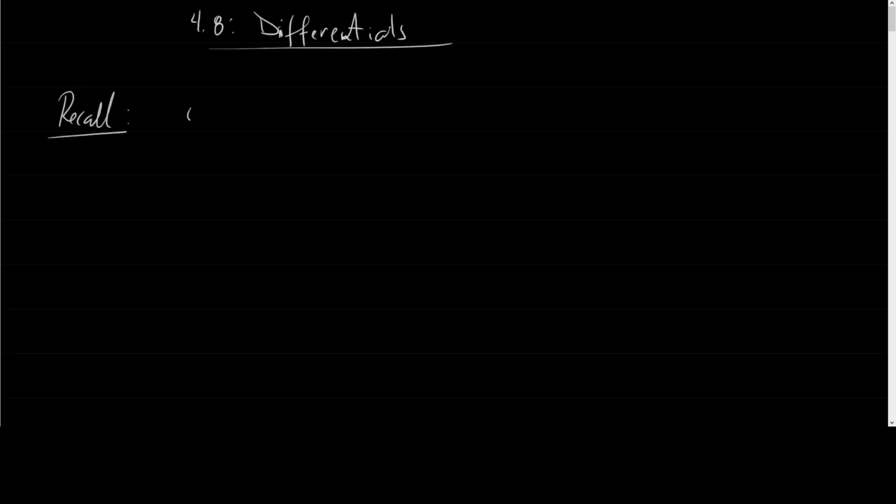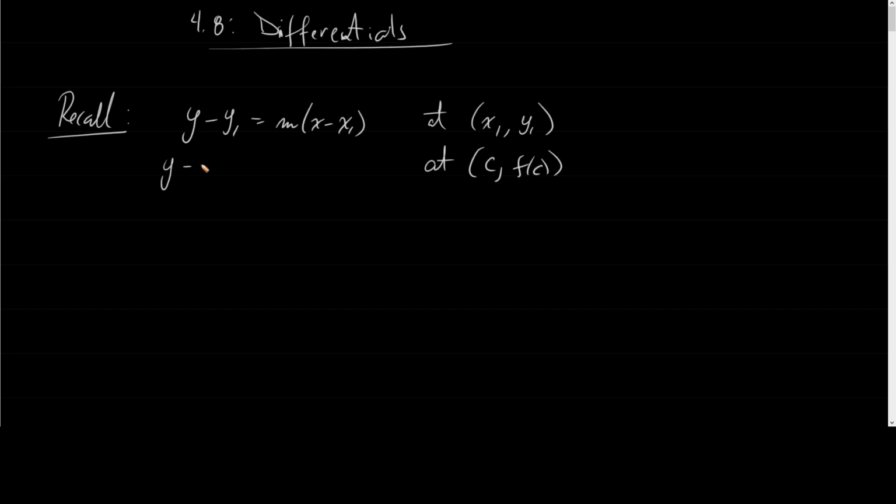So recall that the equation of a line is y minus y sub 1 is equal to m times x minus x sub 1, right? That's at the given point x sub 1 and y sub 1. So if instead I did it at the point c comma f of c, what would that look like? That would say y minus f of c is equal to m times x minus c.